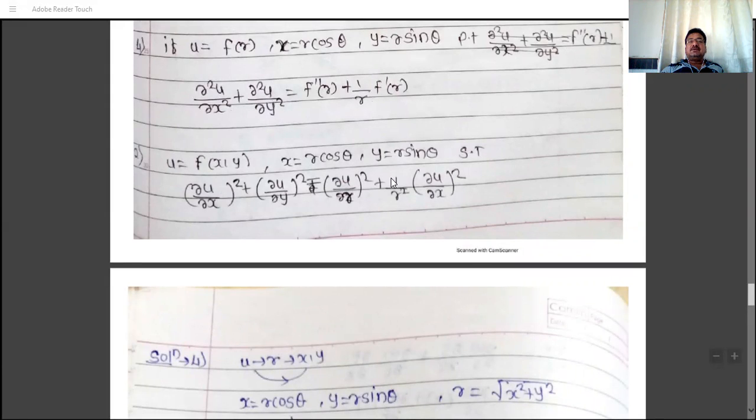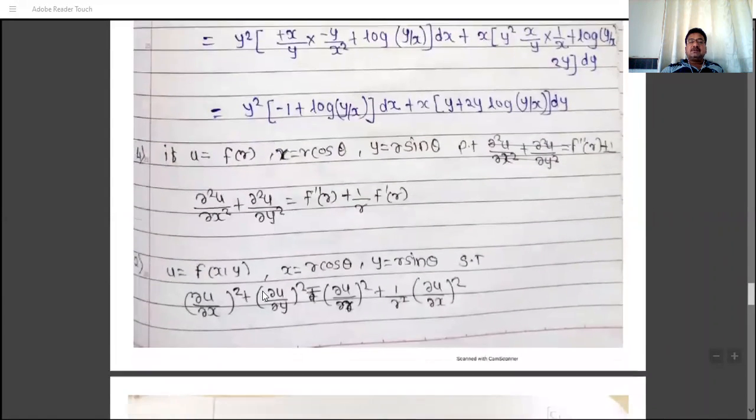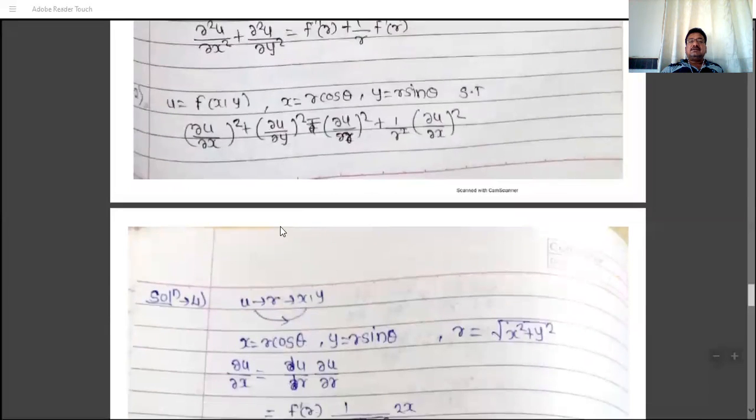Okay, so this problem is for homework. U is equal to f of xy, x is r cos theta, y is r sin theta, and we have to prove this. So if u is a function of x and y, which are functions of r and theta, then use the chain rule. Consider either LHS or RHS, or find the value of LHS and the value of RHS separately, and show that they are equal. Similar problems.